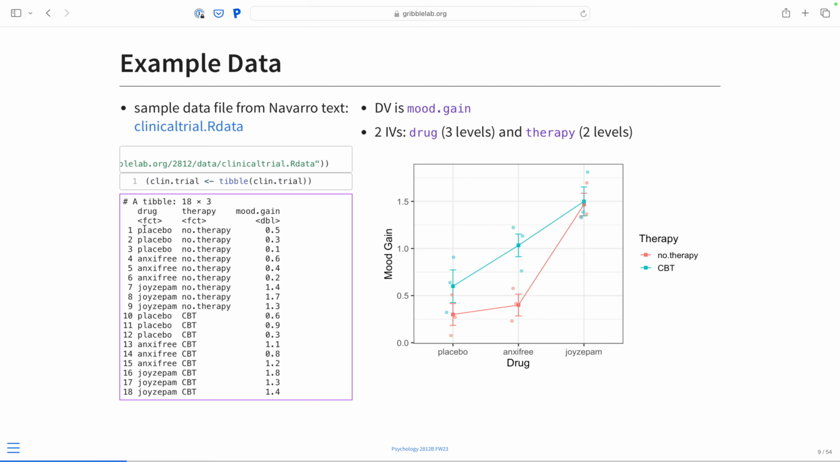So for each of the 3 drugs, placebo, Angzi-free, and joyzepam, we have people that were tested either with no therapy or with cognitive behavioral therapy, CBT. So it's a 3x2 design, so there are 6 possible conditions: placebo no therapy, placebo CBT, Angzi-free no therapy, Angzi-free CBT, joyzepam no therapy, and joyzepam CBT. And on the right is a plot of what these data look like.